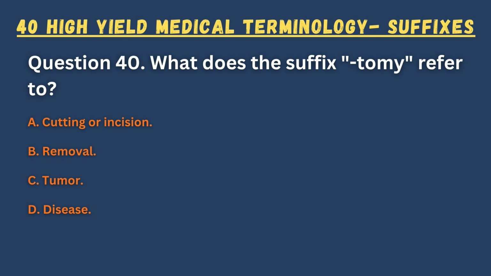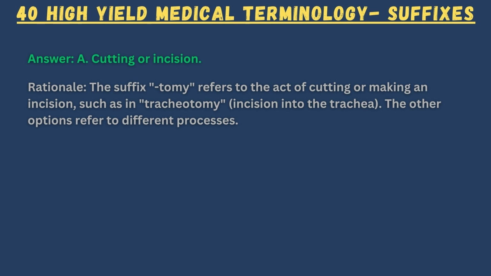Question 40. What does the suffix tomi refer to? A. Cutting or incision. B. Removal. C. Tumor. D. Disease. Answer: A. Cutting or incision. Rationale: the suffix tomi refers to the act of cutting or making an incision, such as in tracheotomy, incision into the trachea. The other options refer to different processes.